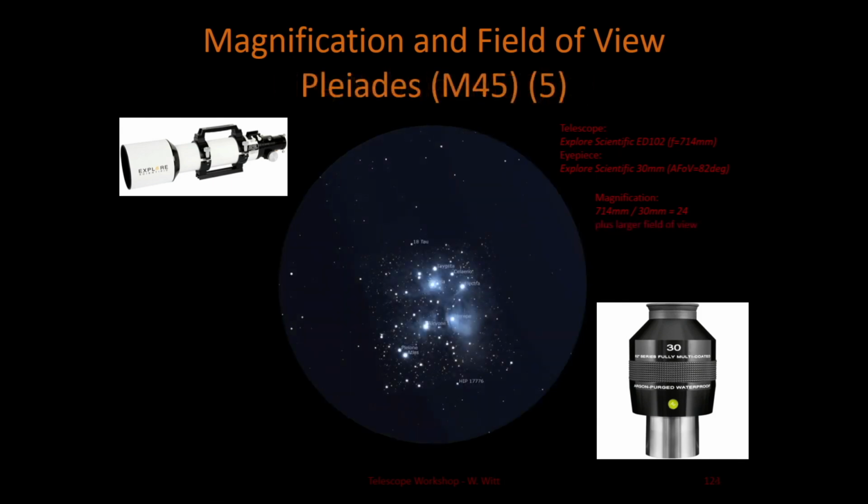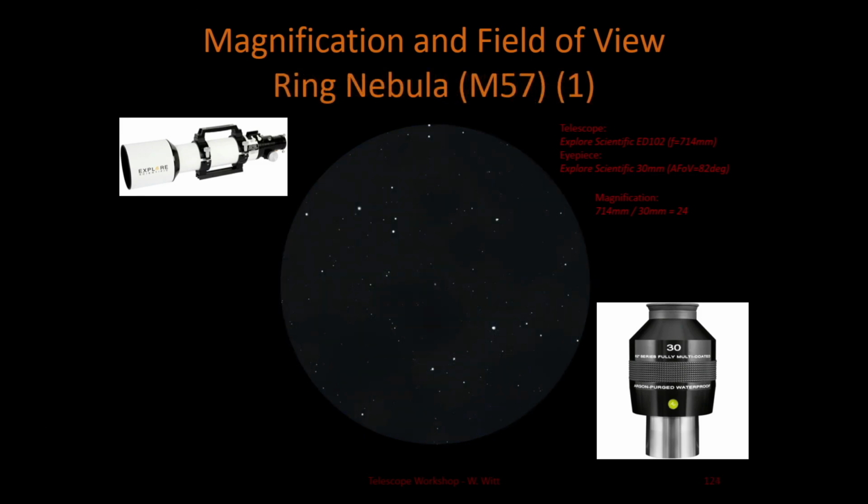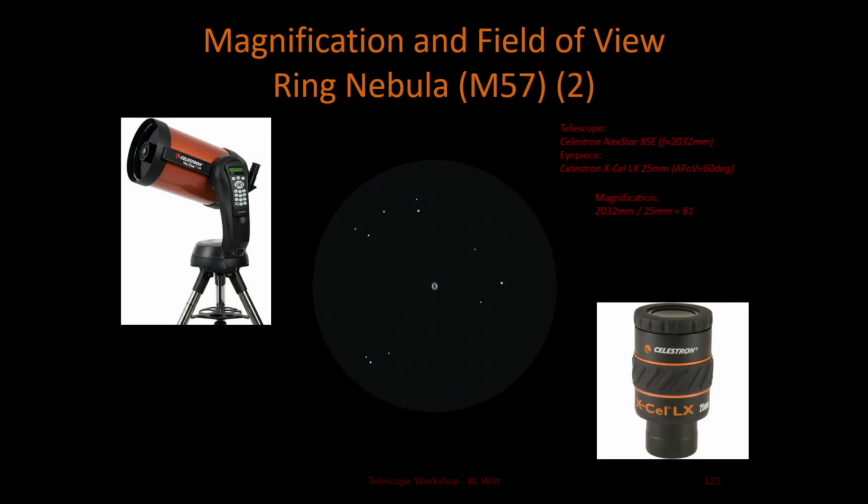It happens to be good for the Pleiades because the Pleiades are large. They take up a large angular distance. But the Ring Nebula is so much smaller. So let's zoom in a little bit. So here we have one of the configurations we saw earlier. At 81x, we've got the Ring Nebula.